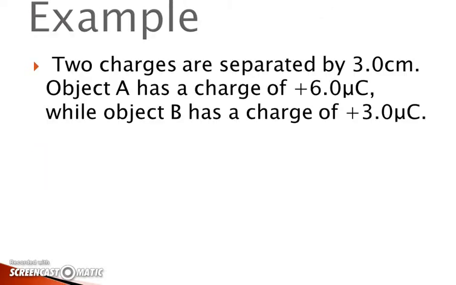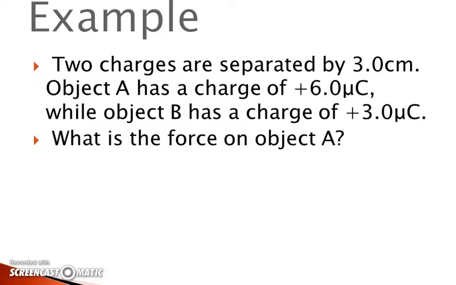So here's an example. Two charges are separated by 3 centimeters. Object A has a charge of positive 6 microcoulombs, while object B has a charge of positive 3 microcoulombs. I want to know what is the force on object A. Well, we only have two objects in play here. So force on object A is equal to the force on object B. And we're going to use this formula, of course. So we're just going to plug in our information. K, that's 9 times 10 to the 9th.